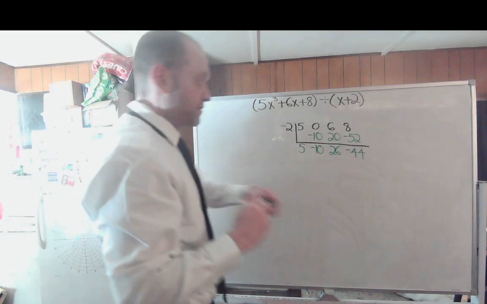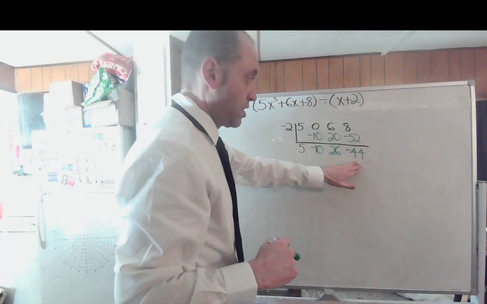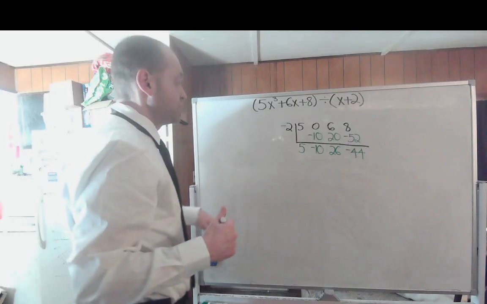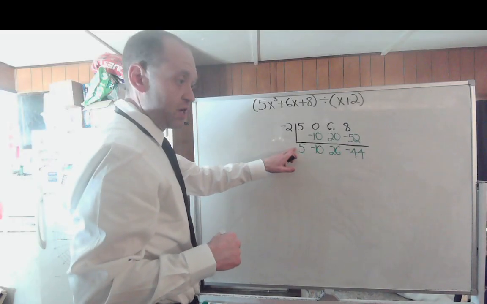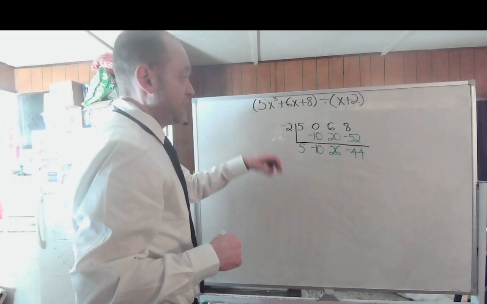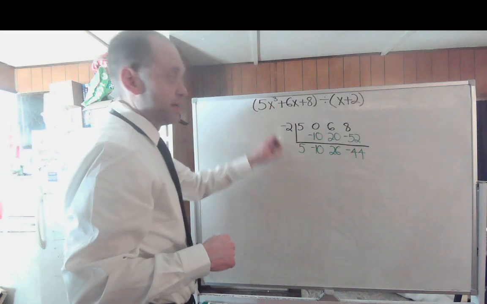So that negative 44 is your remainder. So that means this is going to break down into, again, that first number is the coefficient on the x term that's one less degree than in your divisor.